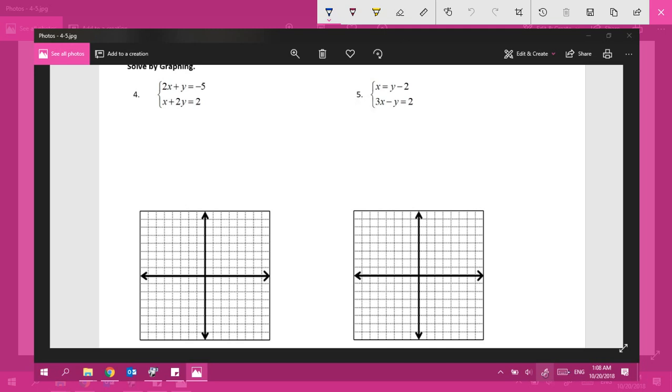So we're going to get the y by itself. 2x plus y equals negative 5. We're going to subtract 2x from both sides. That's going to give me y equals negative 2x minus 5. I want the x term in front because I want to see the slope.